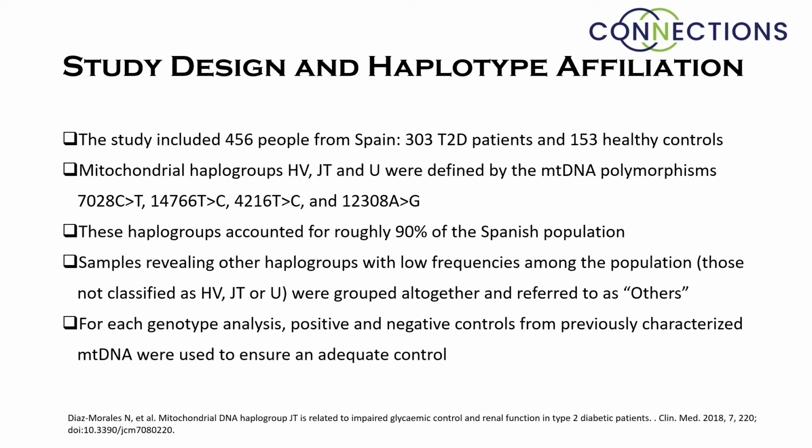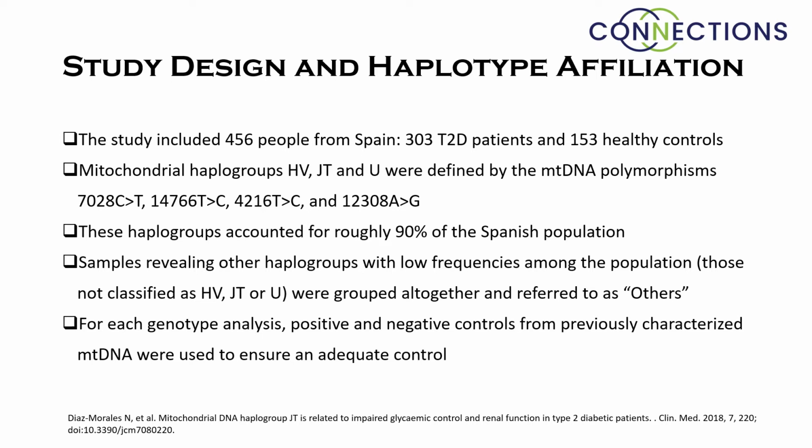Mitochondrial haplogroups HV, GT, and U were defined by the mitochondrial DNA polymorphisms 7028C, 14766T, 4216T, and 12308A. Just to give you an idea, these haplogroups accounted for roughly 90% of the Spanish population. Samples revealing other haplogroups with low frequencies among the population, that is, those not classified as HV, GT, or U, were grouped all together and referred to as others.